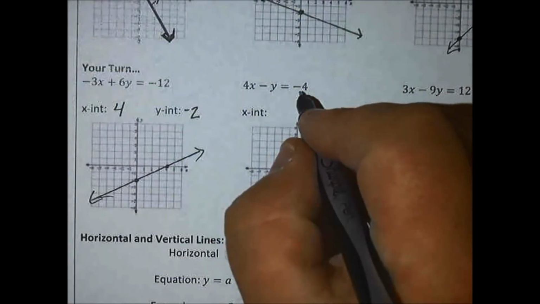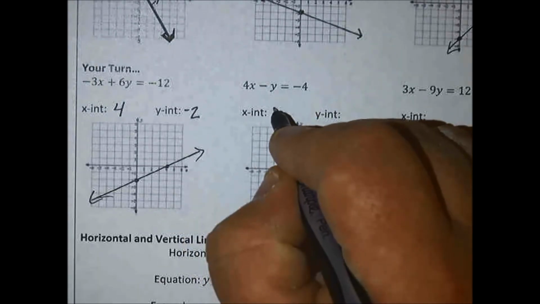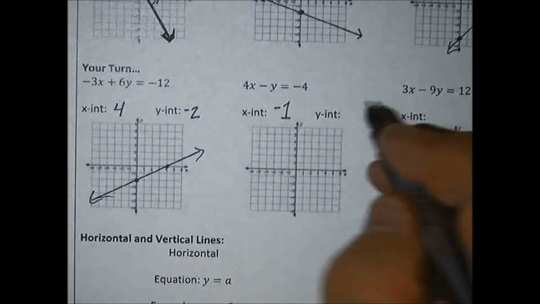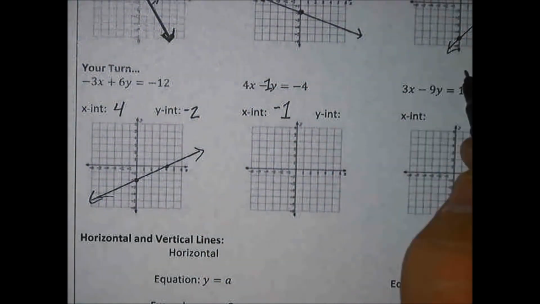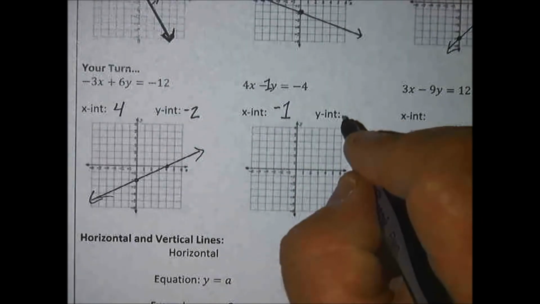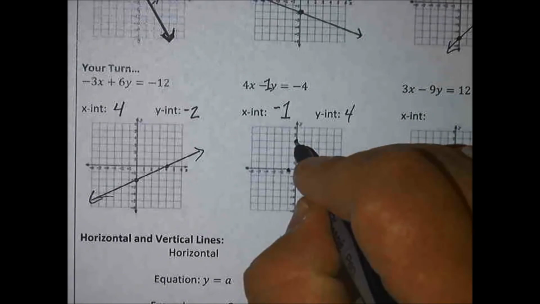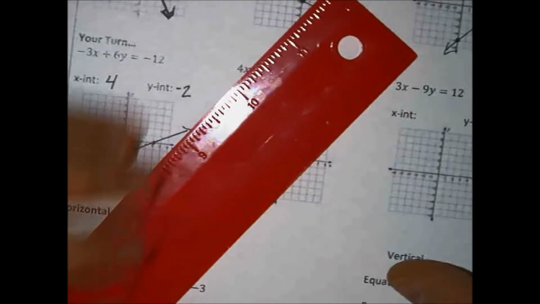Next one we have x-intercept at C over A. -4 over 4 is -1. And -4 over -1. Remember that 1 is there. If you always have to write it, that's okay. -4 over -1 is 4. So -1 and 4. Once I have 2 points, I can draw a line.